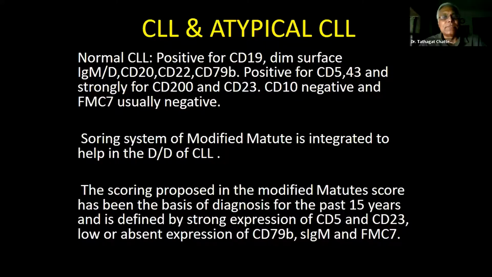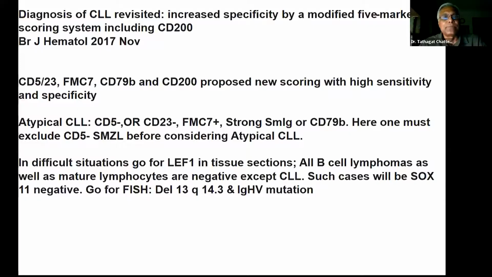10 is negative and FMC7 is generally negative. A scoring system, the modified Matutes score, is integrated to help in the diagnosis. The scoring proposed in the modified Matutes score has been the basis for the diagnosis for the past 15 years. This is defined by strong expression of CD5 and CD23, and absent expression of CD79B, surface immunoglobulin, and FMC7.